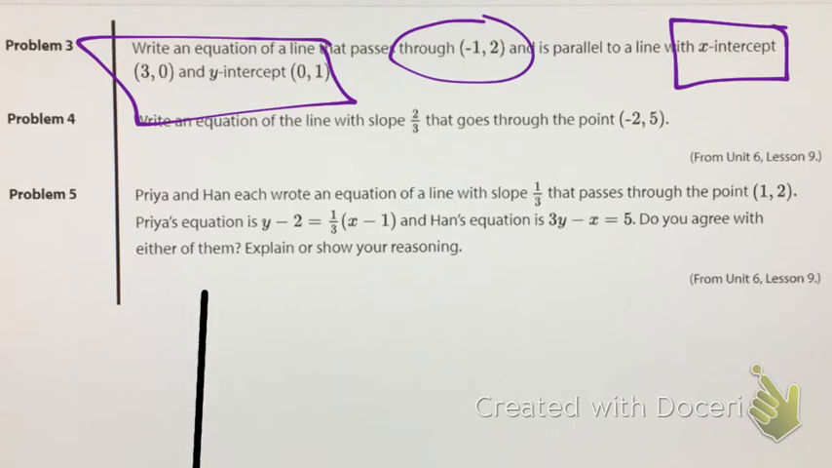So here's what I'm going to do. I'm going to draw this thing real quick. What's an x-intercept here? What's a y-intercept? Here they are. X-intercept, 3, 0, right there. Y-intercept, 0, 1, right there.